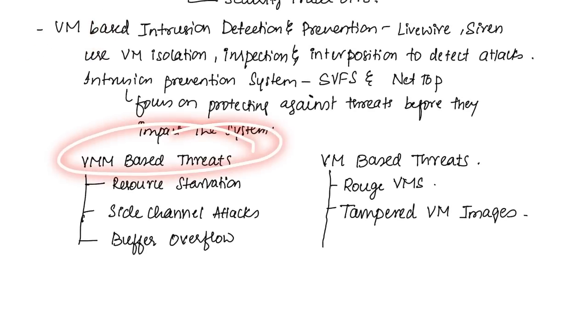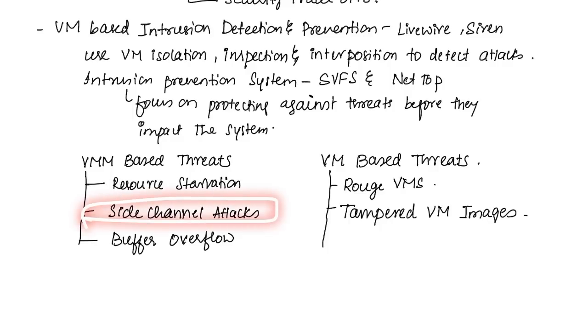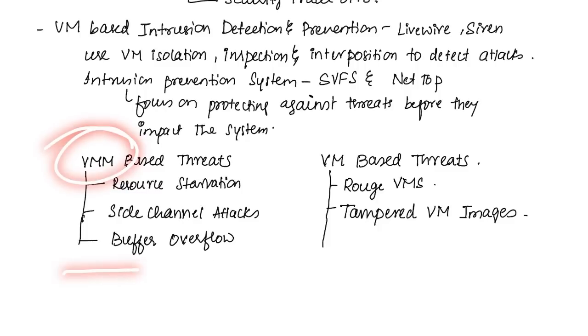We have VMM based threats here. First one is resource starvation. That is, the rogue VMs can bypass the resource limits, thereby it will lead to starvation of the VM machines here. Next we have side channel attacks. That is, if there is poor isolation between the VMs, it can allow malicious VMs to attack each other. Thereby, side channel attacks can happen. Next, we have buffer overflow. That is, vulnerability within the VMM can be exploited by the attackers. Thereby, buffer overflow can happen here.